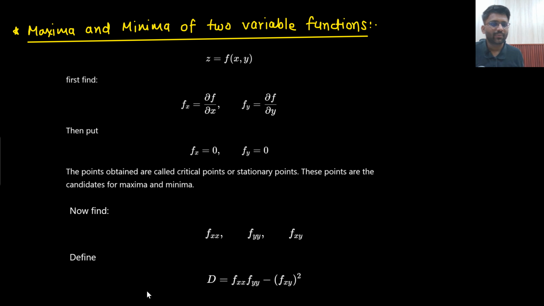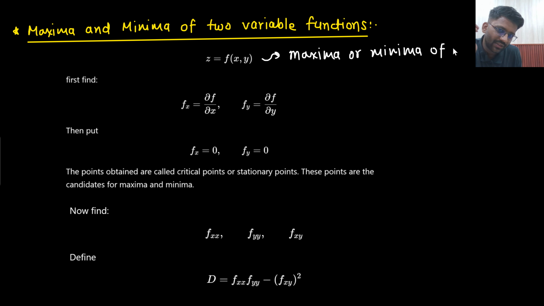Now the differentiation part is completed, which was one topic. Now we will talk about the maxima and minima of a two variable function. That means z is a function of x comma y. How will you find out the maxima or minima of z? This is what we will have to work out.